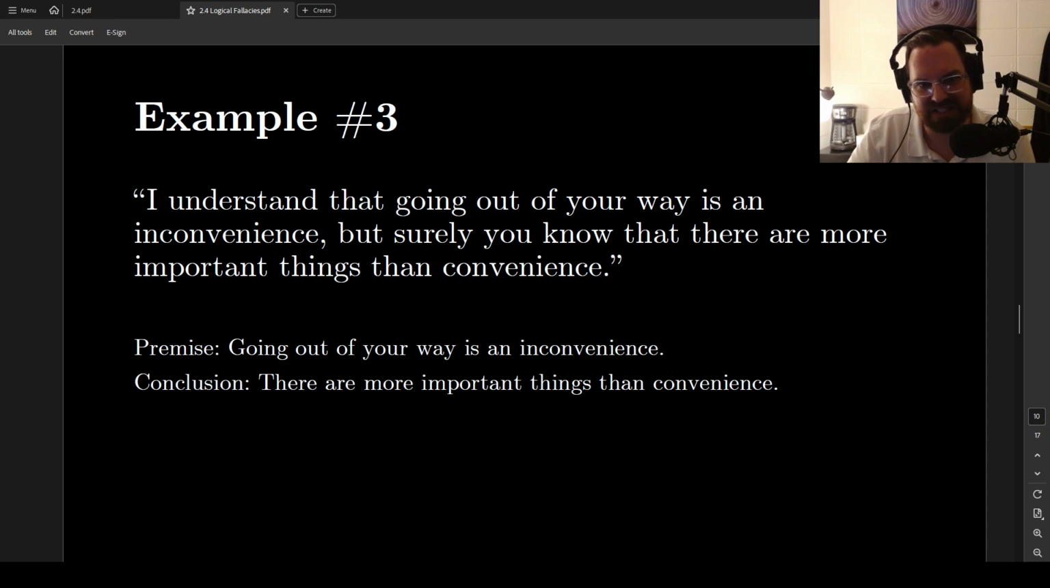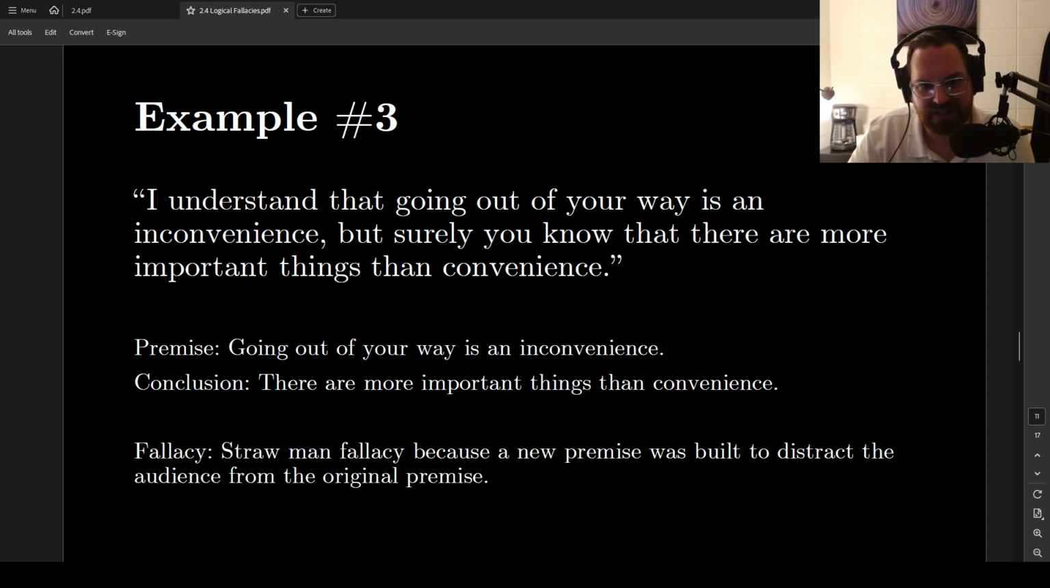So what kind of fallacy is this? That's a straw man. Classic straw man. A new premise was built to distract the audience from the initial premise, right? Oh, there's more important things than convenience. So you need to worry about the important things and not necessarily the inconvenience, right? That's a straw man. It distracts away from the original premise. It builds a new premise.